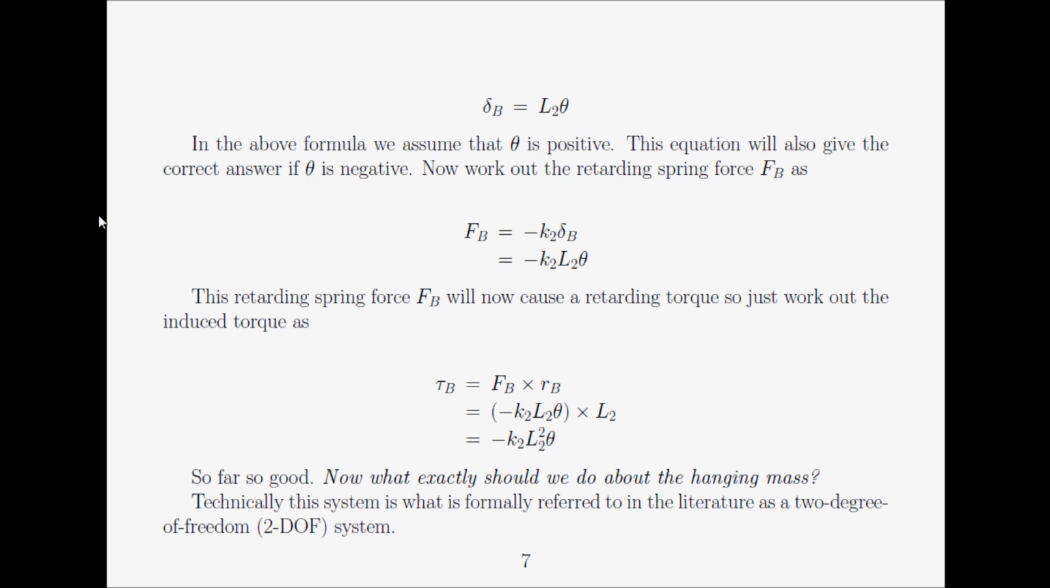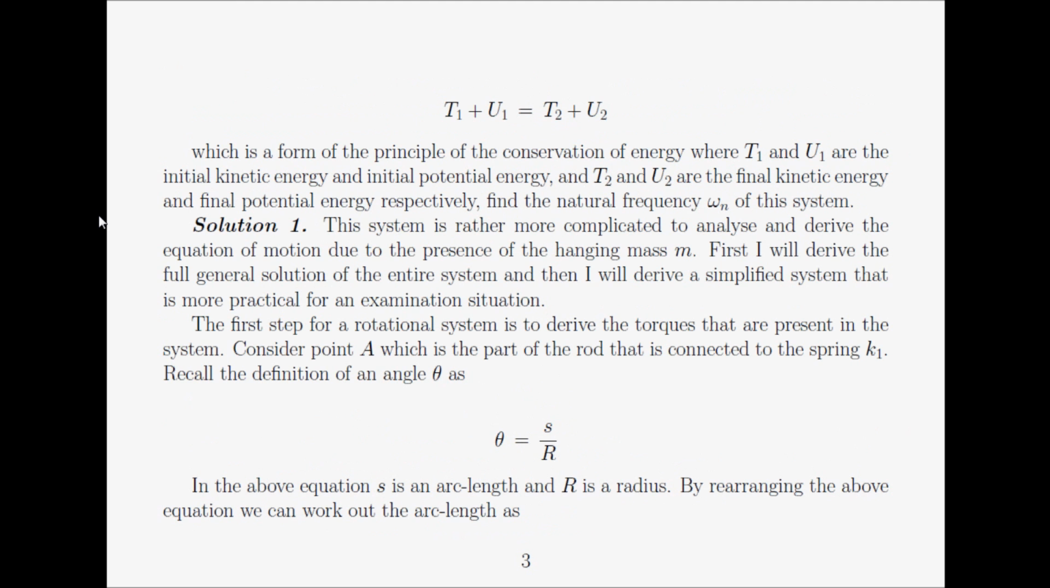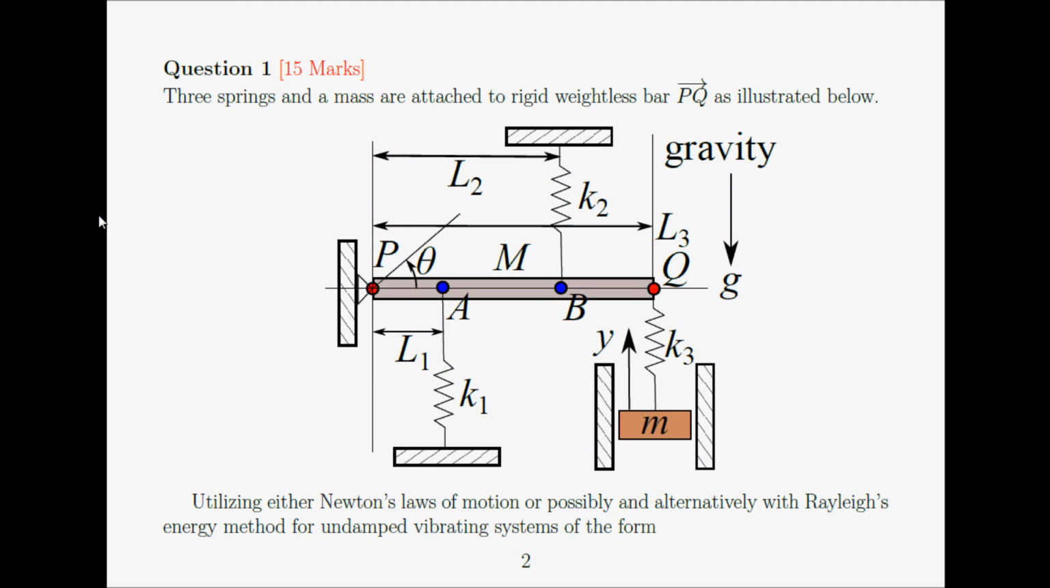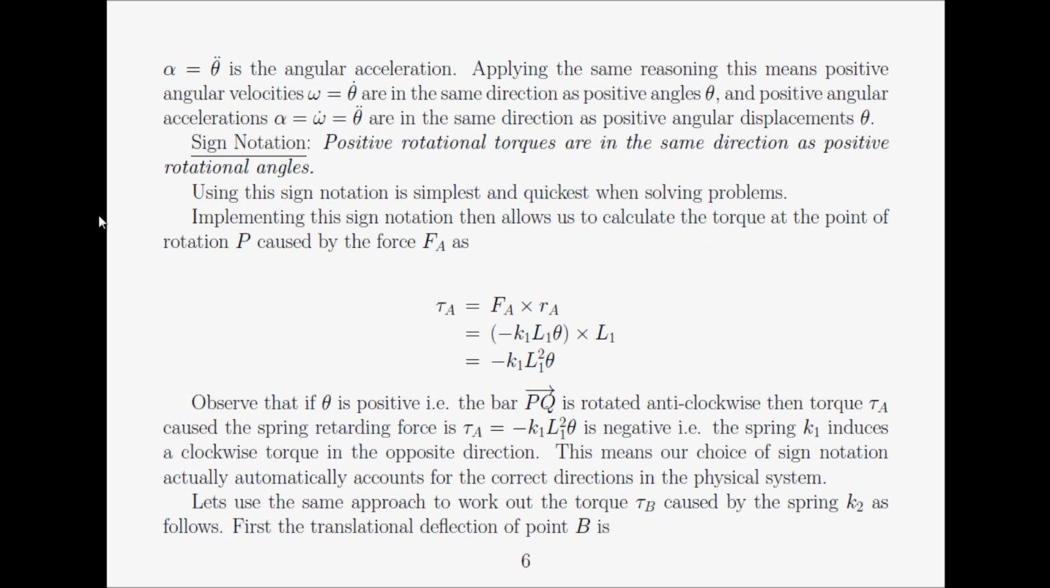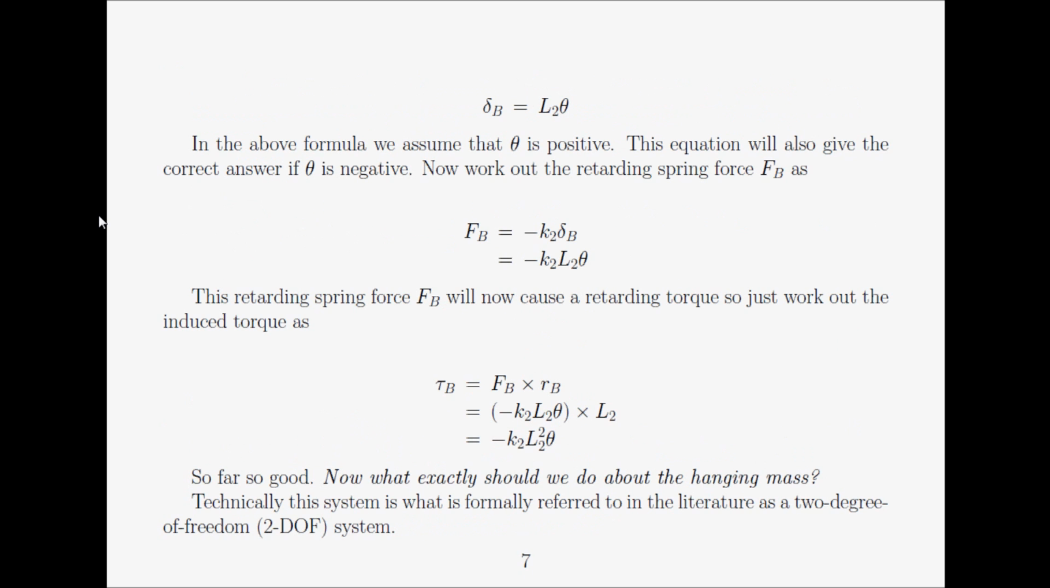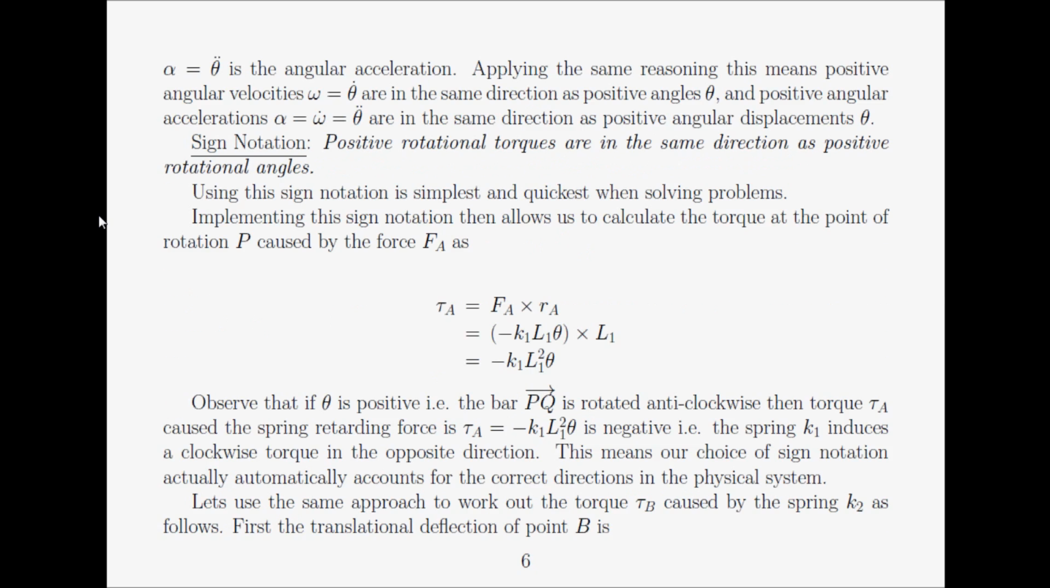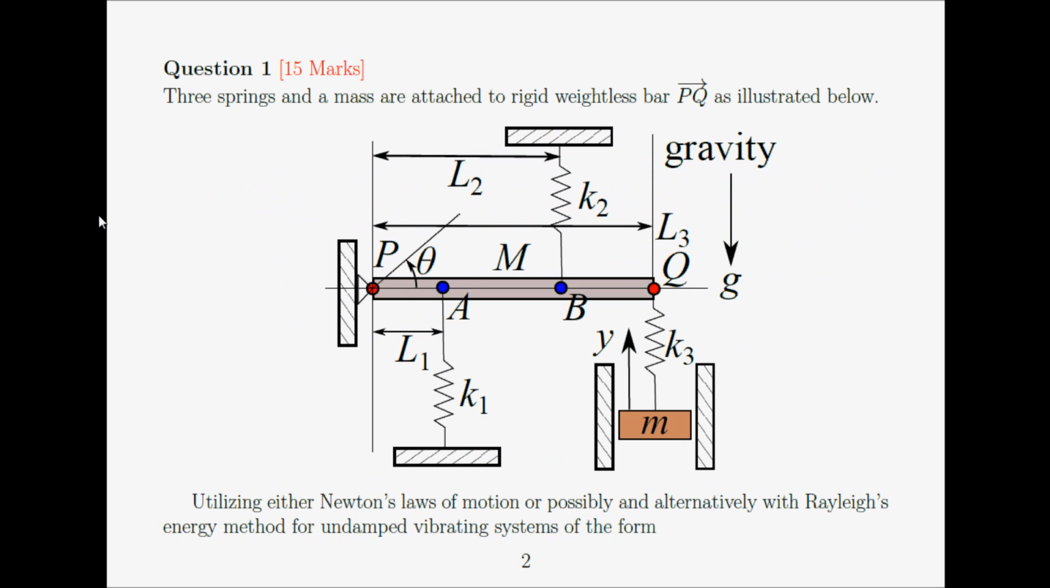In a similar way, looking at the point B, which is connected to a spring K2, the point B will have a vertical deflection. Theta is equal to S over R, therefore S is equal to R times theta. Delta B is equal to L2 times theta. We do exactly the same approach to work out the force as a retarding force and the torque, force times distance. Now consider the diagram where we have the hanging mass.